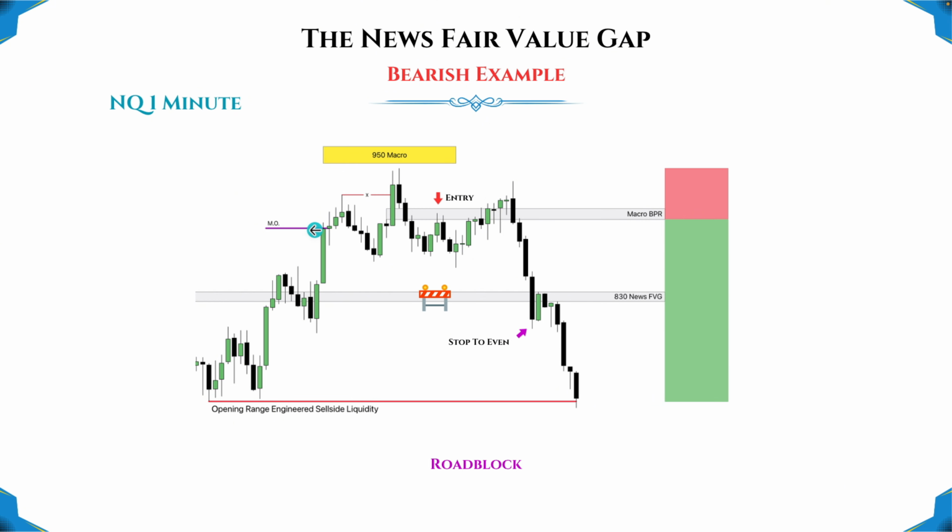Here we see macro opening price. Price goes above that key opening level, sweeps buy side liquidity. That checks out, right? And now this is where you have to be objective. Okay, see how we have a BISI here followed by a SIBI. This is your macro BPR. Okay, price chops around, and this is your entry initially.